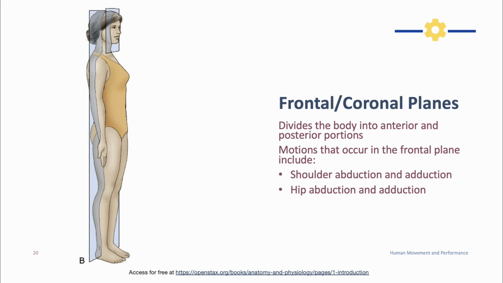Unfortunately, it's one of those things you need to know both of them, because some books will refer to it as frontal plane motion, some coronal plane motion. But the frontal or coronal plane divides the body into anterior and posterior portions. So motions that occur parallel to this plane typically are abduction and adduction movements toward and away from the midline. They include motions such as shoulder abduction and adduction, hip abduction and adduction, or spreading the fingers and pulling the fingers back towards the midline.